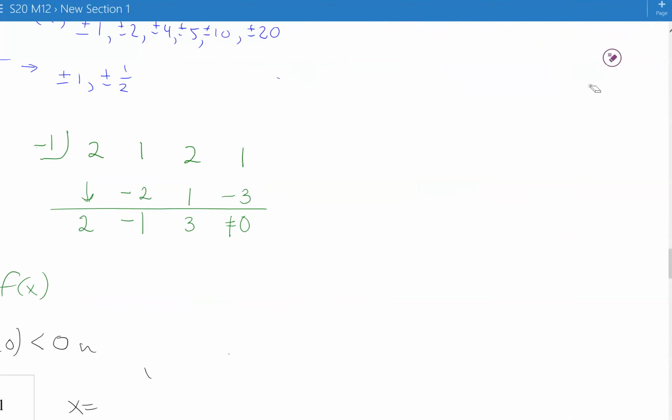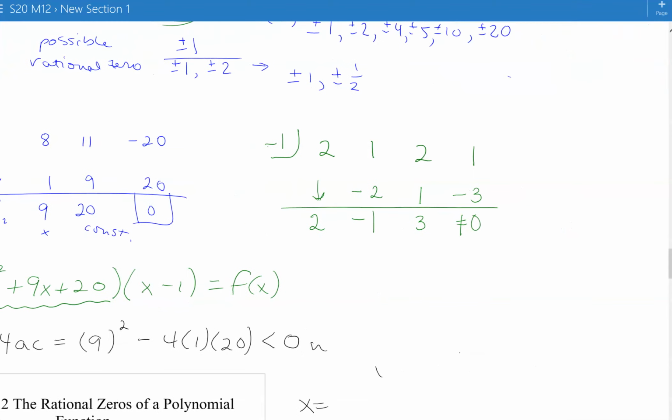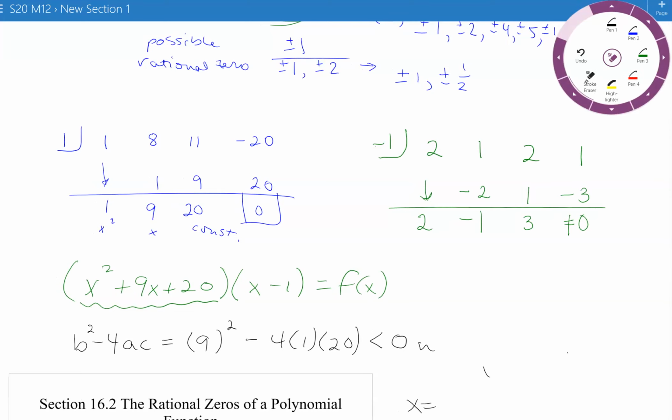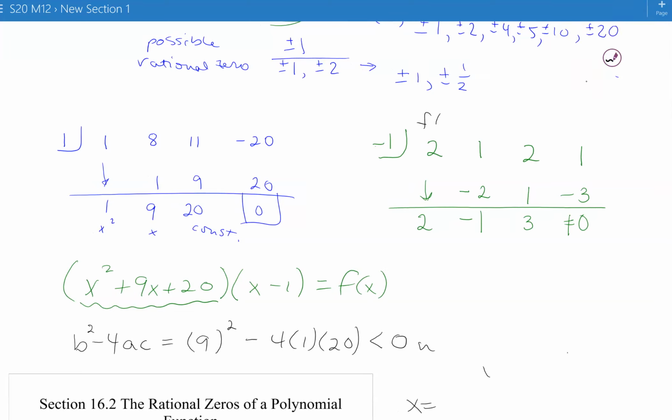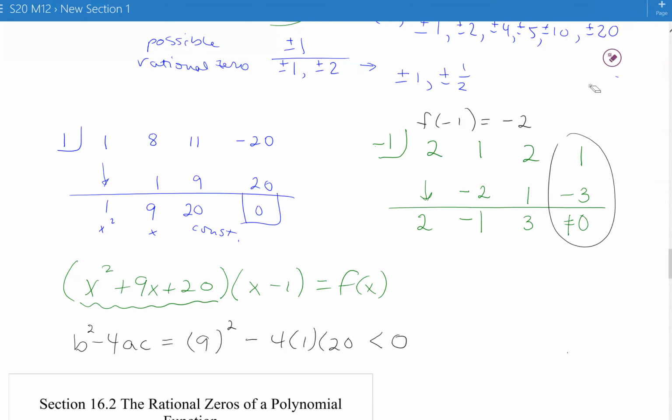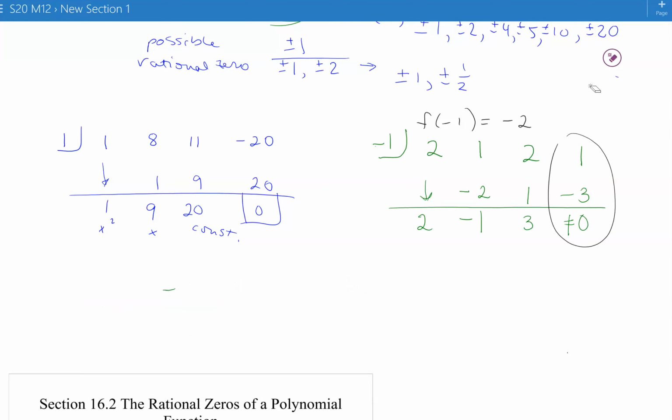And in fact, now we could tell that f of -1, so let's just write that out, that's an interesting thing we know. f of -1 equals -2 because that was the remainder. So because it's not 0, we have not found a 0 or a factor of our polynomial. So we have 2 more to try.